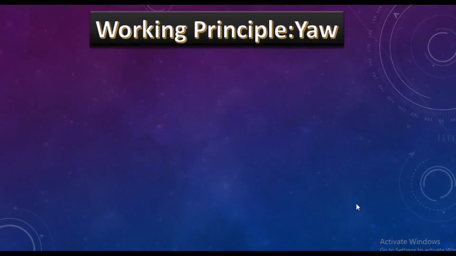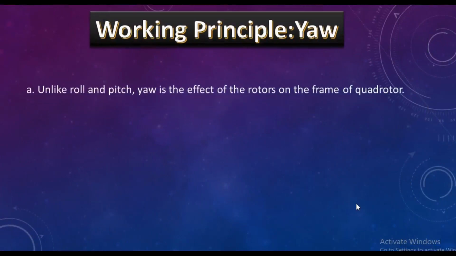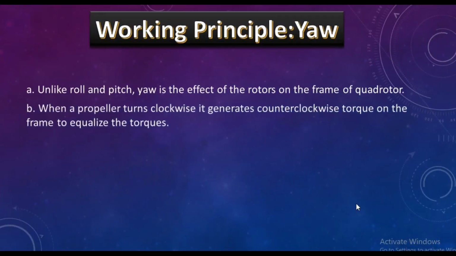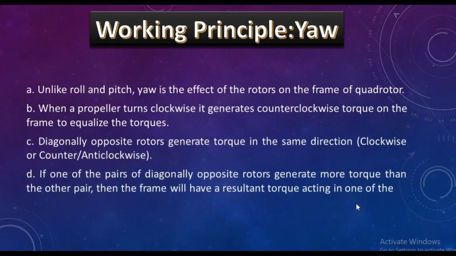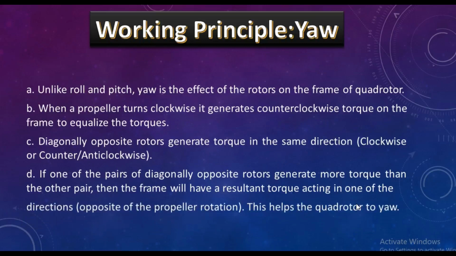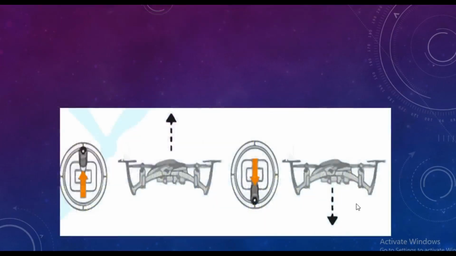Working principle of yaw. Unlike roll and pitch, yaw is the effect of the rotors on the frame of the quadrotor. When a propeller turns clockwise, it generates a counterclockwise torque on the frame to equalize the torques. Diagonally opposite rotors generate torque in the same direction, clockwise or counterclockwise. If one pair of diagonally opposite rotors generates more torque than the other pair, then the frame will have a resultant torque acting in one direction. This helps the quadrotor to yaw.